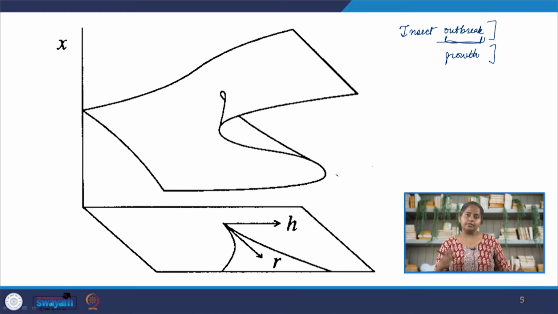But again, this particular understanding of growth versus outbreak is also not very specific, because let's say a particular insect or a particular bacteria is undergoing exponential growth. There might come a time during the exponential growth phase where the increase in number of that particular insect or bacteria will be very rapid. Does that quantify now as an outbreak, or does that quantify as growth?